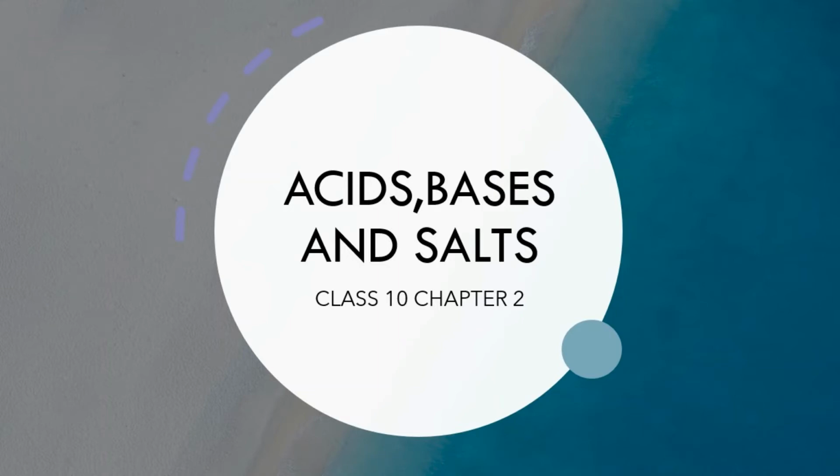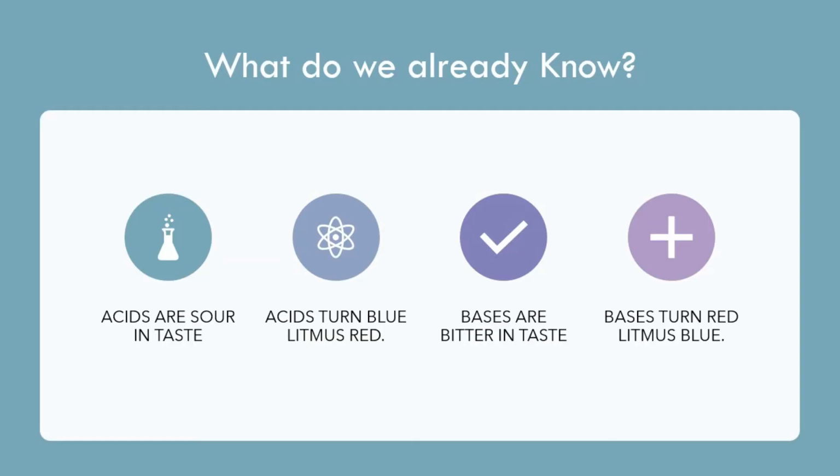Friends, let's learn about acids, bases and salts, which is the second chapter in class 10 science. So what do we already know about acids and bases? We already know that acids are sour in taste and turn blue litmus red, and bases are bitter in taste and turn red litmus blue.